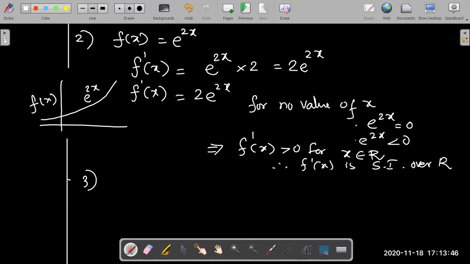So third question: show that the function given by f of x equal to sin x is strictly increasing in 0 to pi by 2, and strictly decreasing in pi by 2 to pi. Two parts are there for the third question.